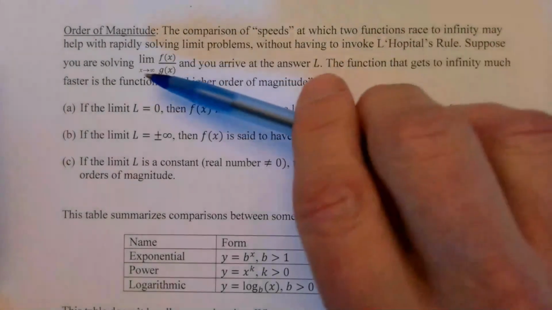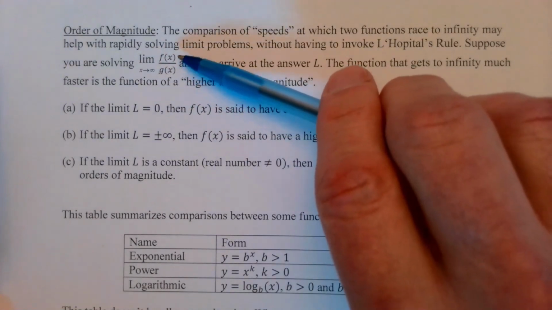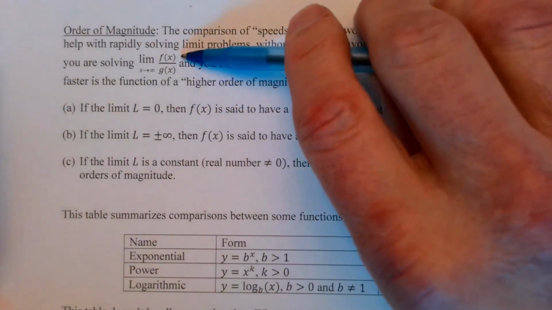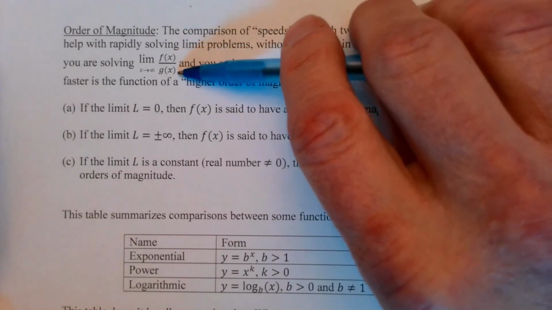On the other hand, if you take the limit as x goes to infinity of a ratio like this, and let's suppose you get an infinite answer, either positive or negative infinity, that's because f of x was getting to either infinity or negative infinity much, much, much faster than g.